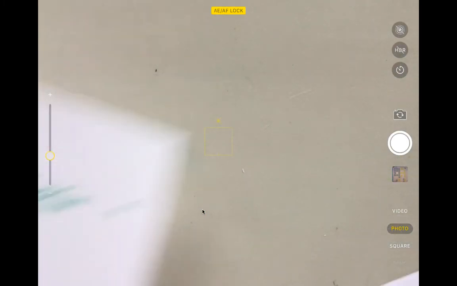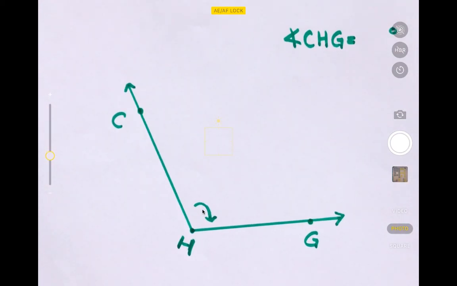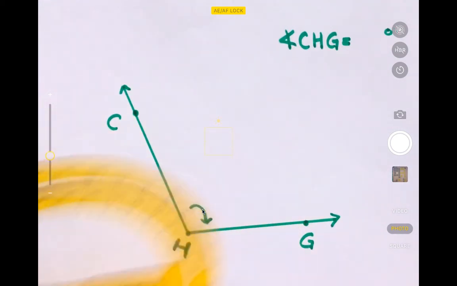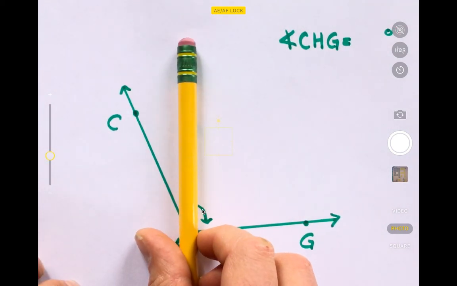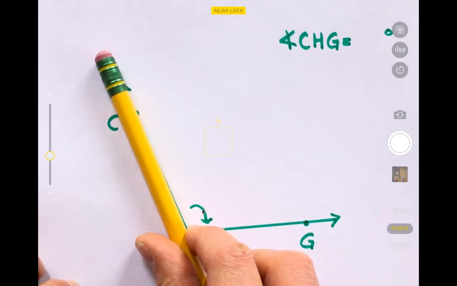I'm going to show you another example. This one is obtuse, and if we notice, this right here would be about 90 degrees, so it's a little more, right?